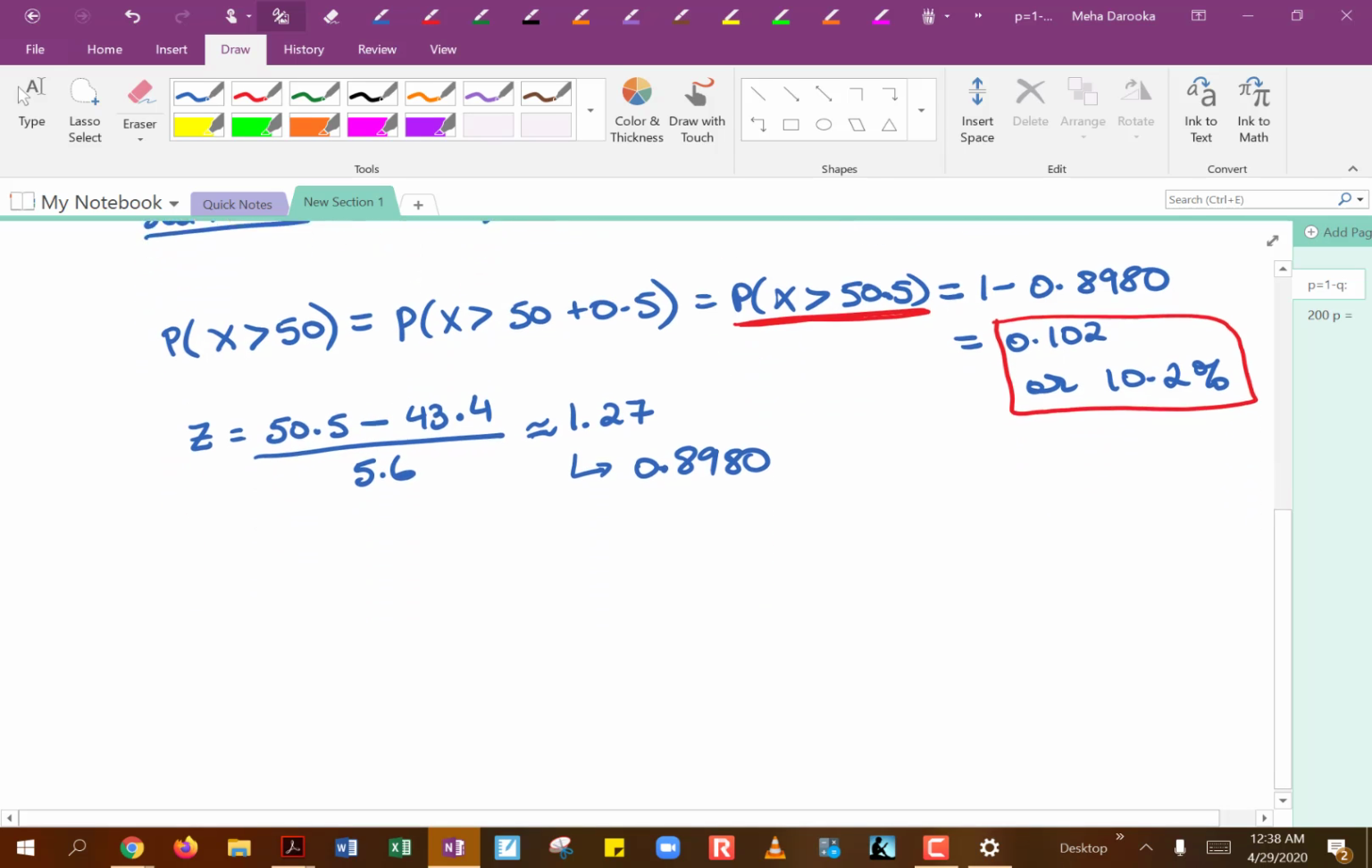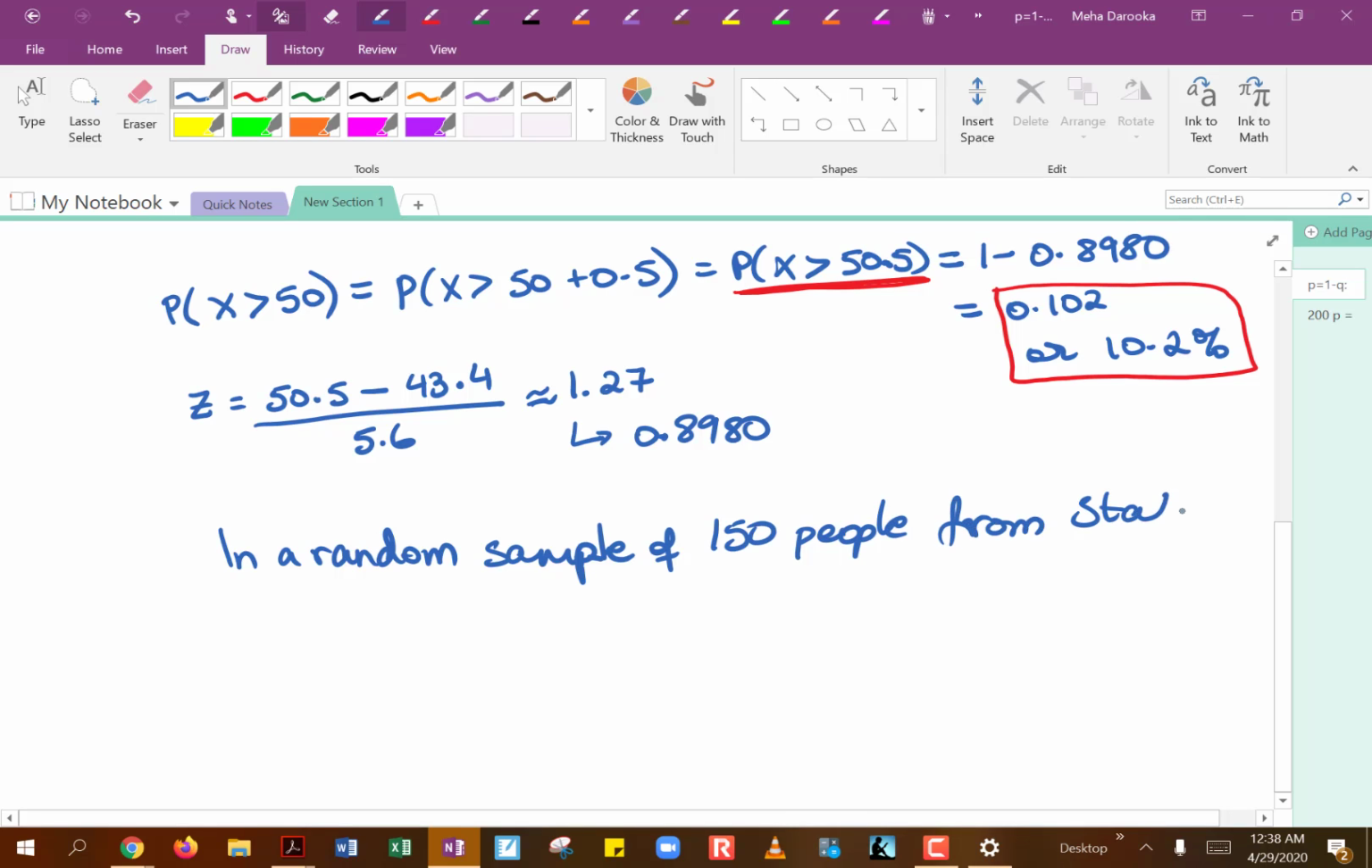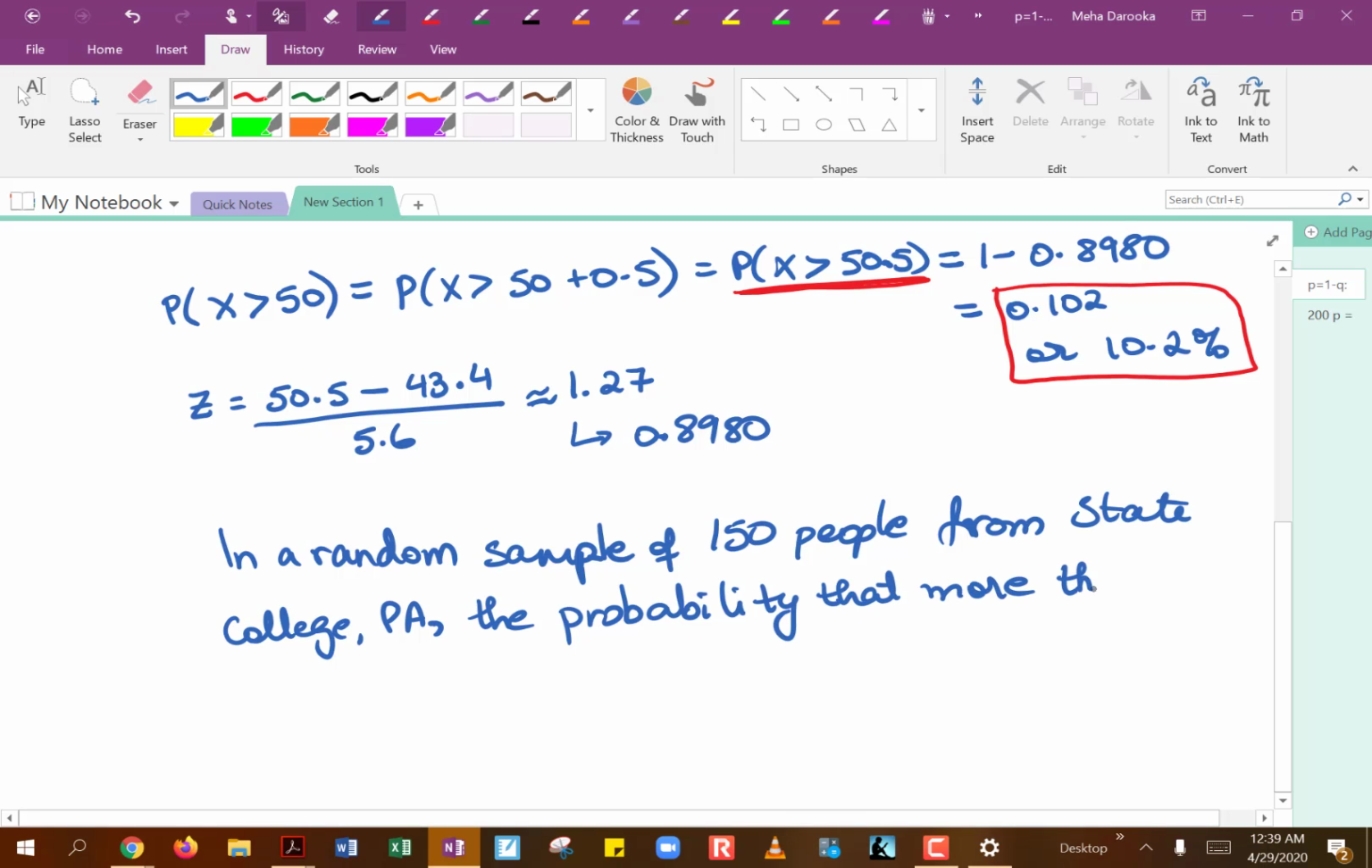So in a random sample of 100 people from State College, Pennsylvania, the probability that more than 50 people are not college students is 0.102, or 10.2%.